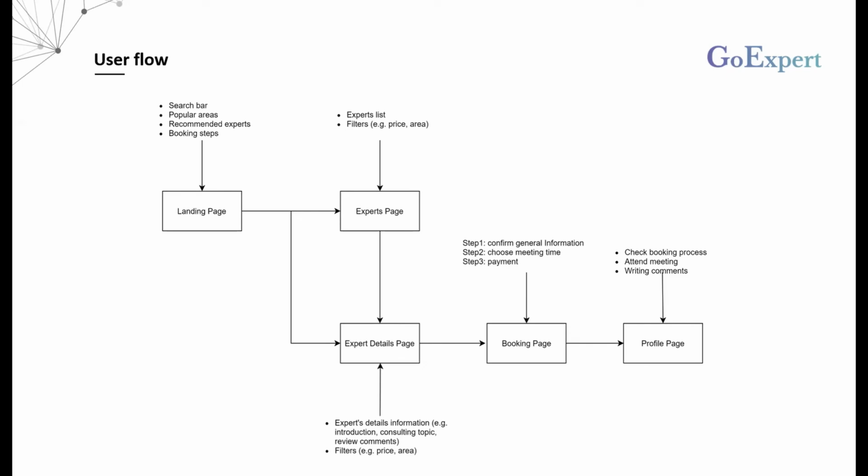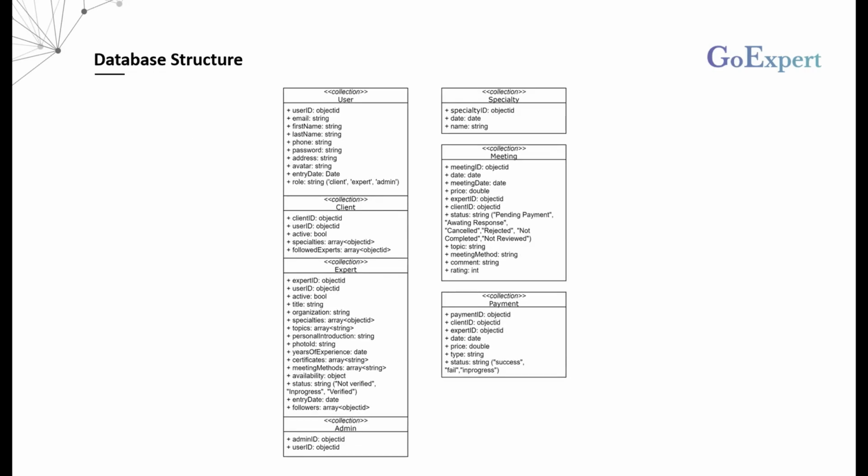There are 3 general steps of booking. The first one is to confirm their general information, like their name and email. Then they can choose meeting times and then make payments. After confirming the payment, users can view their booking progress in their profile page. And here's our database structure. We're using NoSQL, and the structure is not so complex, which includes these collections: user, client, expert, admin, specialty, meetings, and payments.